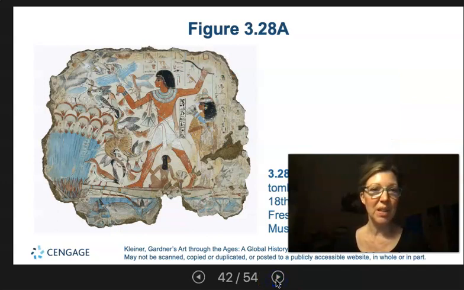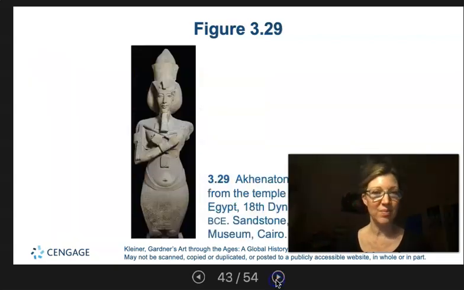And we've got a hunting scene. The primary purpose of most Egyptian funerary art was to equal the deceased's existence in the afterlife to that of their life on earth. So, showing all the things they did when they were alive, as they will do in death.